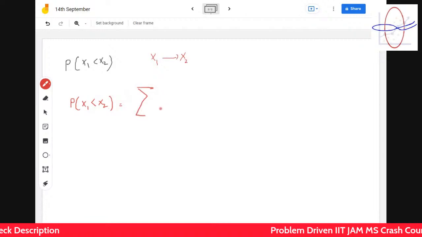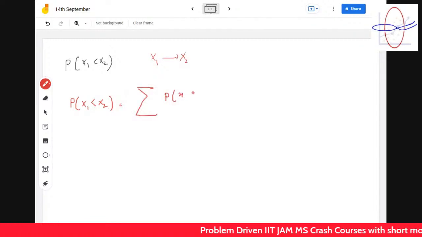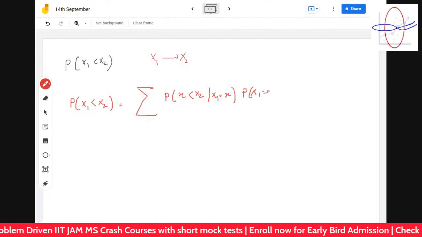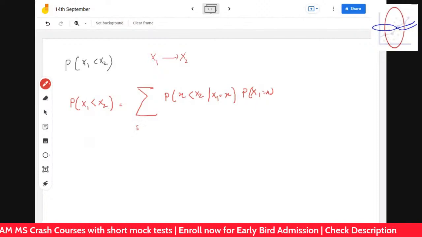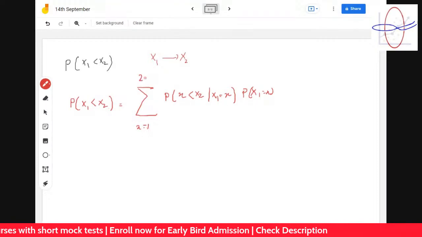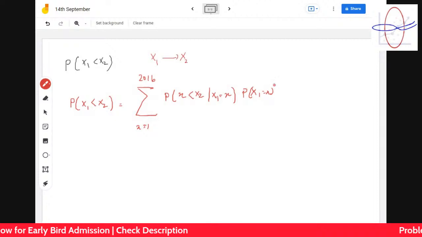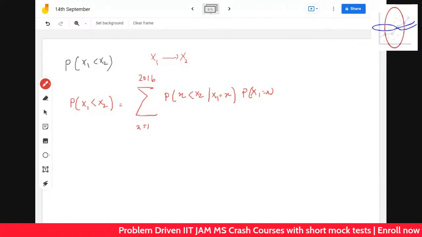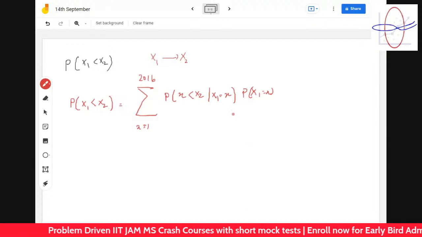By the law of total probability, we get the probability that x is less than x2 given x1 is equal to x, times the probability that x1 is equal to x. And x goes from 1 to 2016, all the values it can take. So x1 can take all the values from 1 to 2016. This is how they are related to each other.